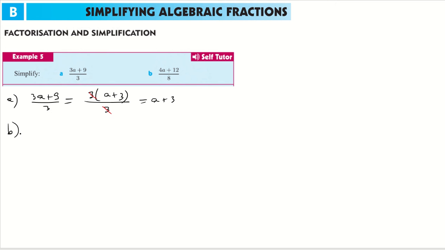And then for b, I have (4a plus 12) over 8. Here I can factorize the numerator. I can take the 4 out. What is left? A plus 3 is left. And I have an 8 in the denominator. 4 into 8, this becomes a 2 in the denominator. So then it is (a plus 3) over 2. Okay. Let's go to the next example, example 6.